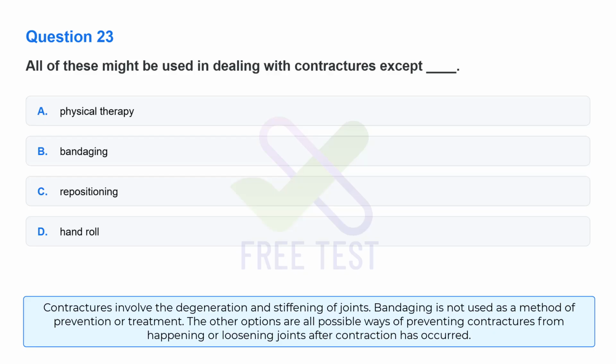The correct answer is B. Bandaging. Contractures involve the degeneration and stiffening of joints. Bandaging is not used as a method of prevention or treatment. The other options are all possible ways of preventing contractures from happening or loosening joints after contraction has occurred.